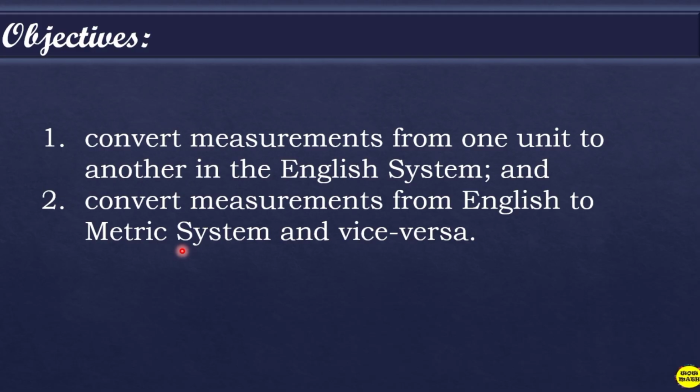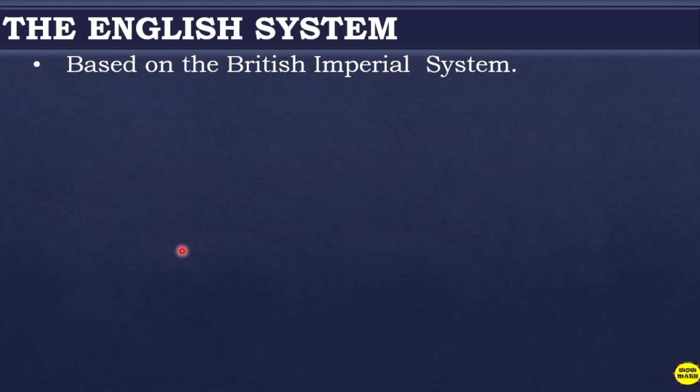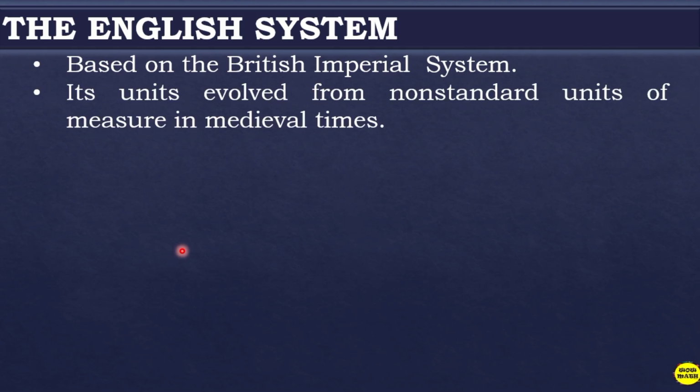Okay? So, let's proceed. So, the English system. It is based on the British Imperial System. So, dun tayo nakabase sa British Imperial System. Dun nakabase ang English system. Actually, meron tayong mga ginagamit na units sa English system. So, dito pumapasok yung its units evolved from non-standard units of measure in medieval times.